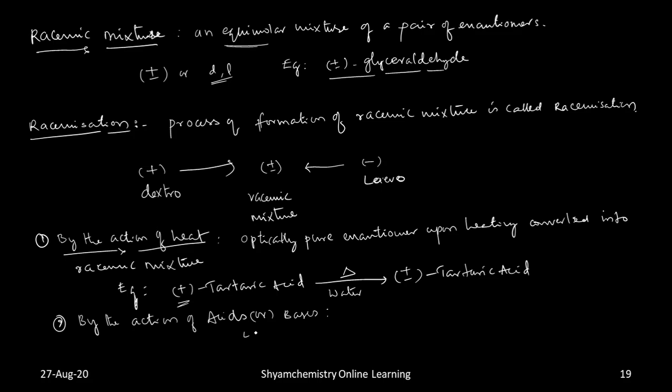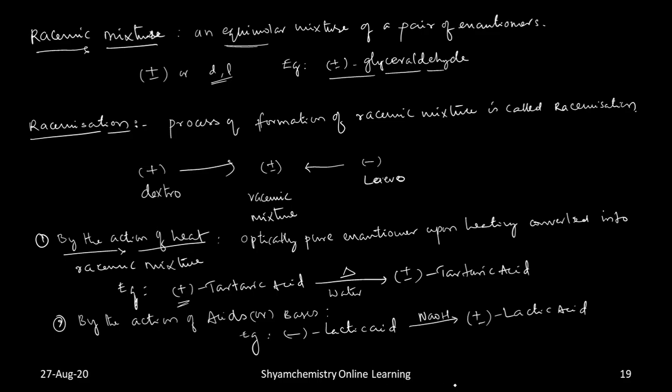For example, take minus, meaning levorotatory lactic acid. On addition of base, it is converted into a racemic mixture. The optically pure enantiomer, the pure levorotatory lactic acid, is converted. Okay.